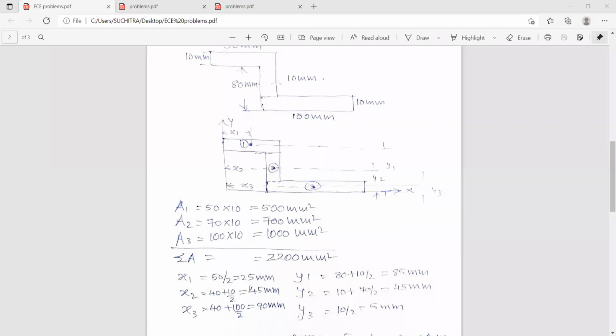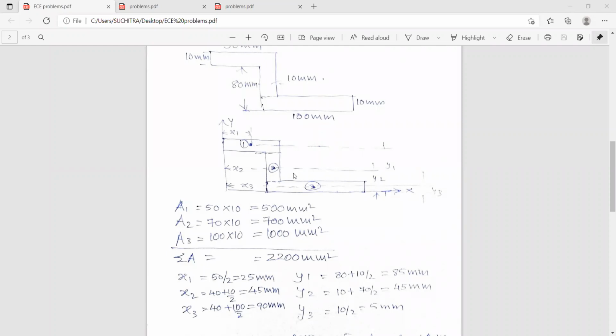So it is 45 millimeters. So x3 is from this point to this point. So this total length is 100, half of which is 50 millimeters plus 40. From this point to this point, it is 40 millimeters. So 40 plus 100 by 2, so it is 90 millimeters.